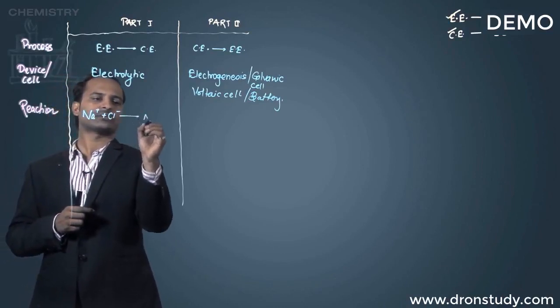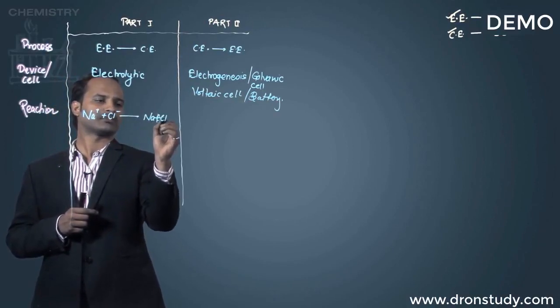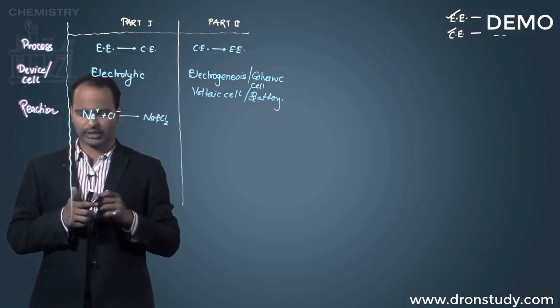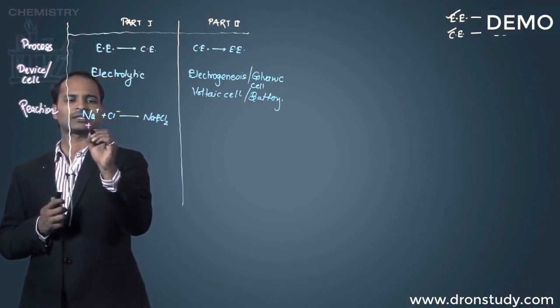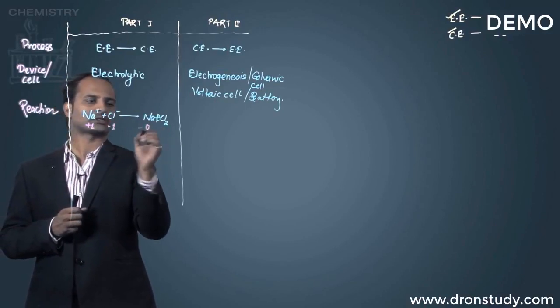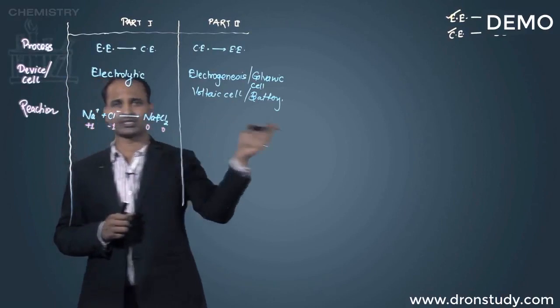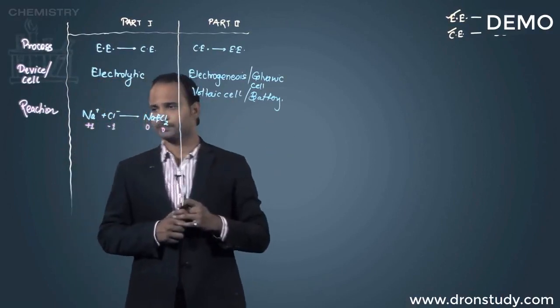After the reaction, they produce, sorry, sodium plus chlorine. Sodium gas and chlorine gas. Here the Na+, I can say the oxidation number is +1, Cl- is -1. When we get sodium, oxidation number 0, and the chlorine gas oxidation number is 0. We are going to learn about this reaction just after this difference.